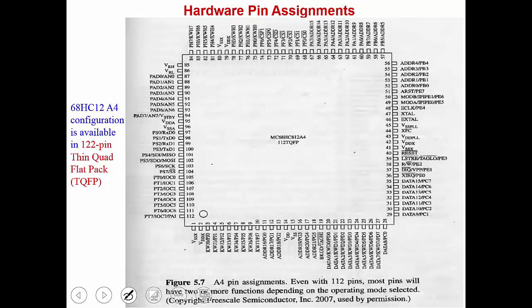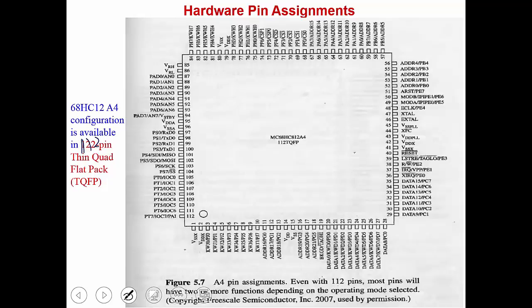Now let me show you the hardware pins. In this slide I'll show you the A4 configuration in a 112-pin thin quad flat pack. Everything for the A4 version is shown on a single chip. On this single chip, we have 112 pins. I'm sorry, here I should change to 112, not 122. 112 pins.